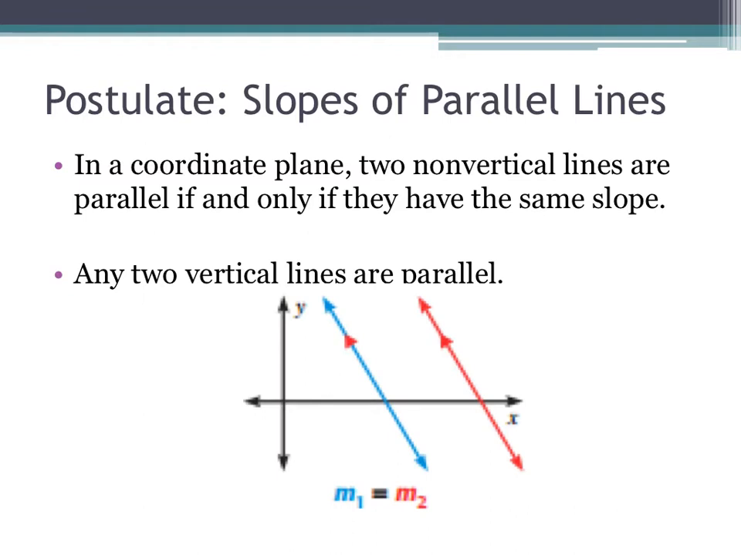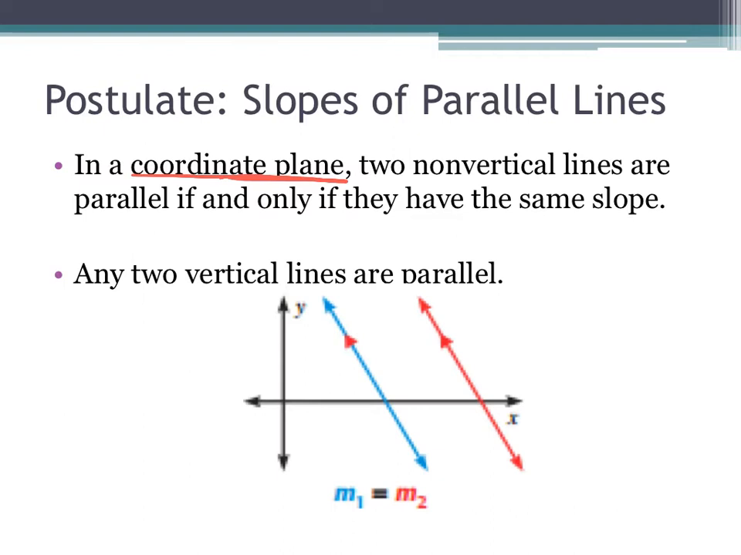Okay, so our next postulate is the slope of parallel lines postulate. In a coordinate plane, that means our xy axis, where we're actually graphing. So when you hear the words coordinate plane, you're going to imagine that we are actually graphing them. In a coordinate plane, 2 non-vertical lines. So any 2 lines, but they can't be vertical lines. They're parallel if and only if they have the same slope.